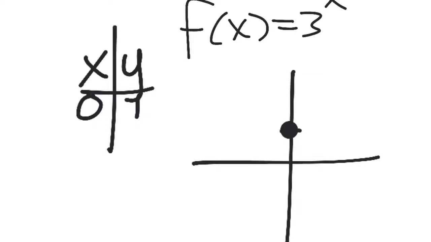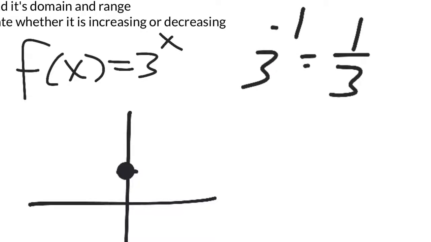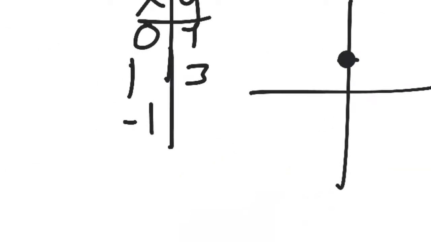So let's try out another number. Let's try plugging in a 1. And if you plug in a 1 into that function, you get out a 3. And sometimes it's good to check negative numbers. If you plug in a -1, 3 to the negative first means 1 over 3. So we got 1/3 for a point here.